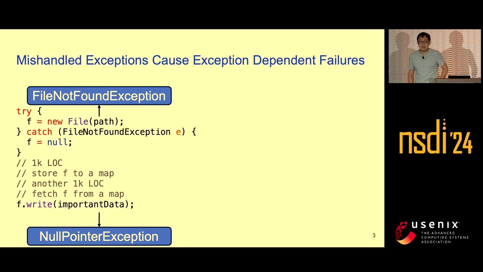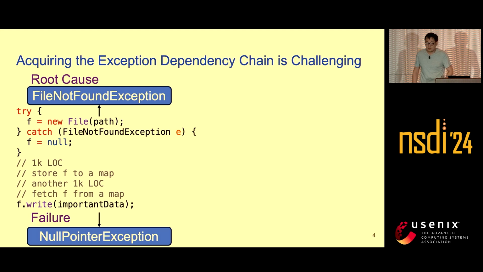But some of you may notice that the developer did not actually handle the exception correctly. If the application continues to run, when it actually tries to write to this file pointer, the application will crash with a null pointer exception. Diagnosing this failure is extremely hard because the root cause is really this file not found exception, but the failure that the developer observed is this null pointer exception, which is raised by the application. So the developer really needs to construct a dependency chain among those exceptions to diagnose this failure. Unfortunately, such a dependency chain is extremely hard to find.